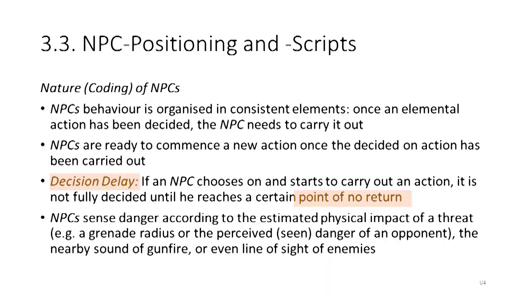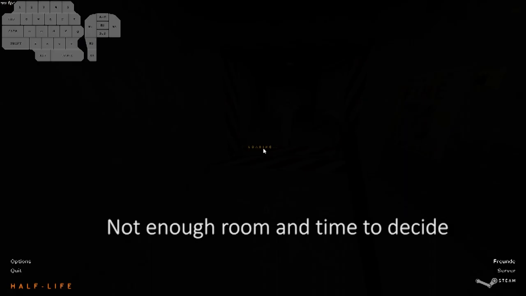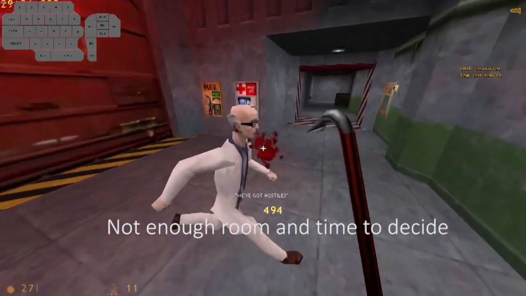Although you might naturally think so, the decision for an action comes slightly after the initial step of carrying the action out. We might call this decision delay. First, you see that the NPC does not have enough room and is blocked too quickly to decide on fleeing down the hallway.